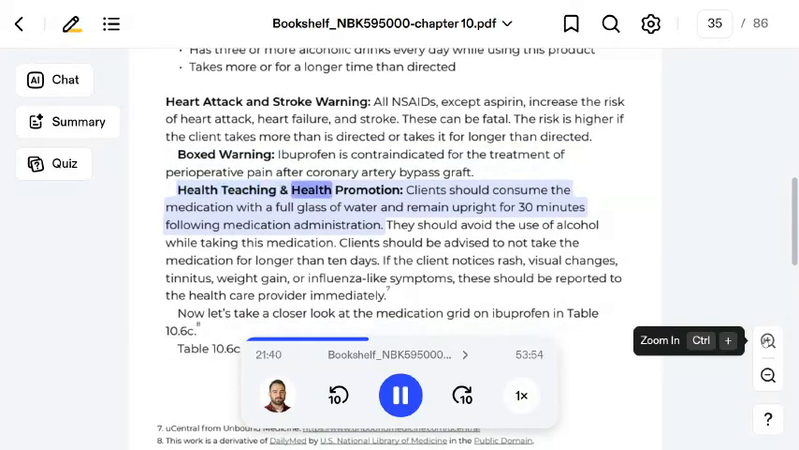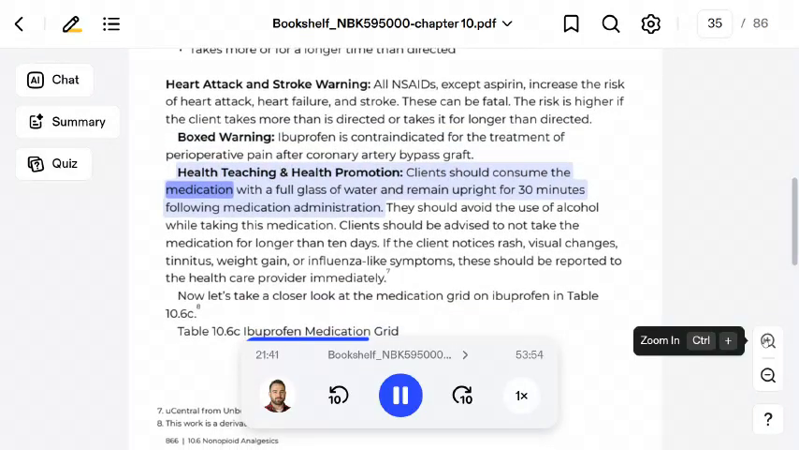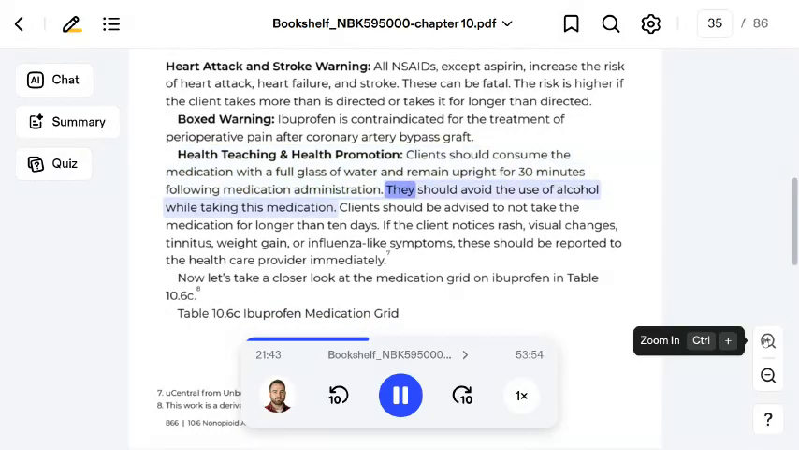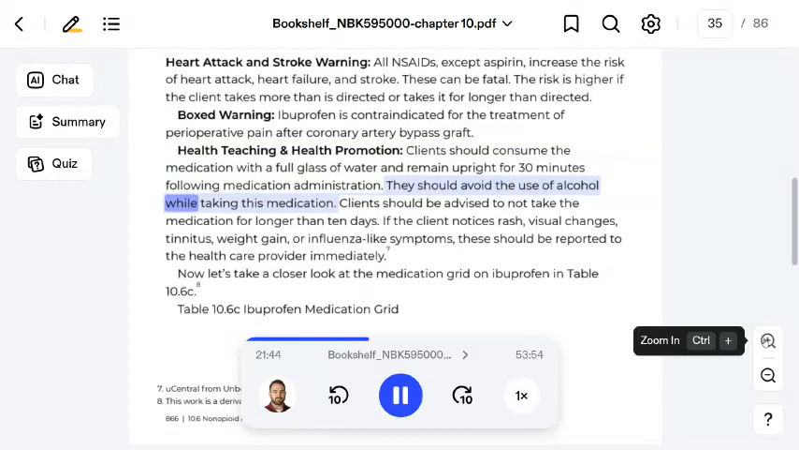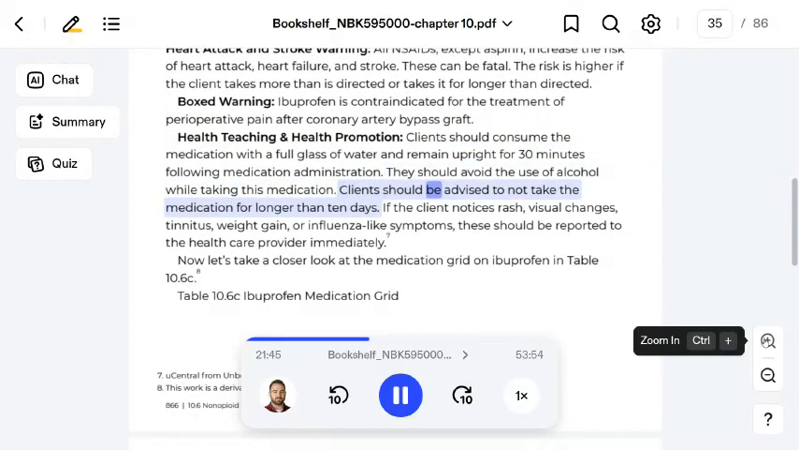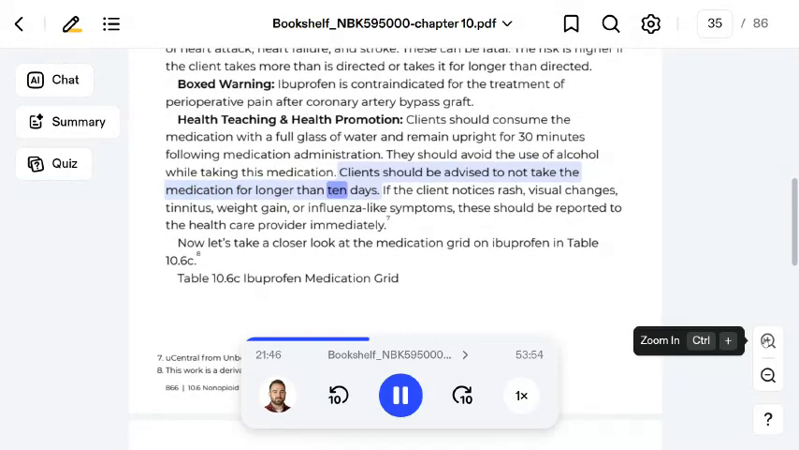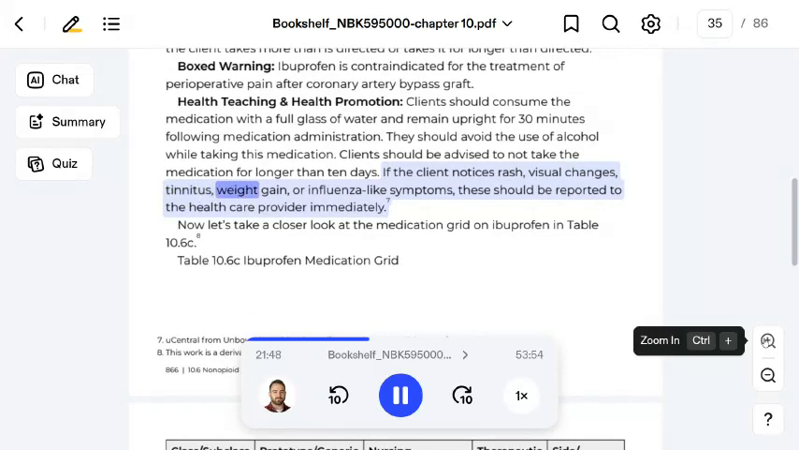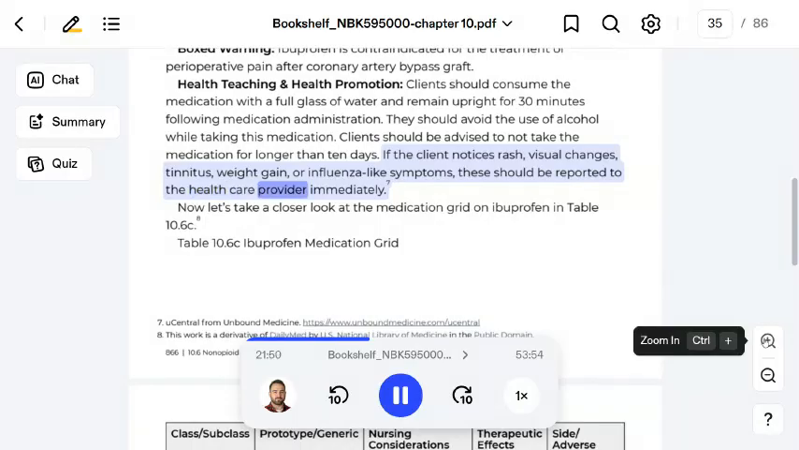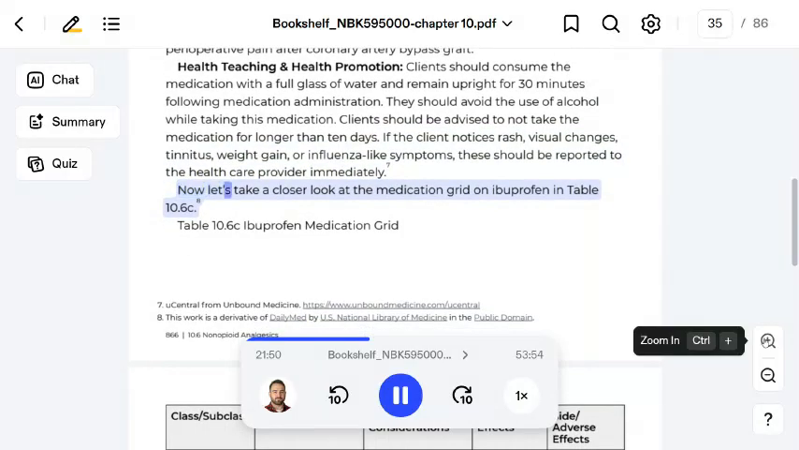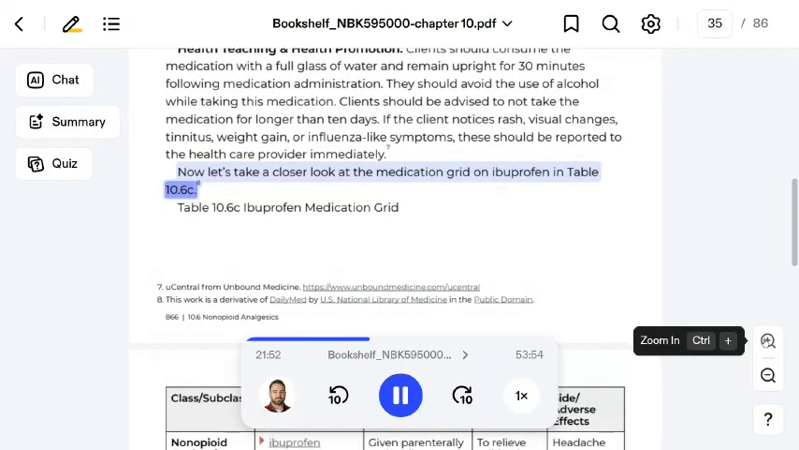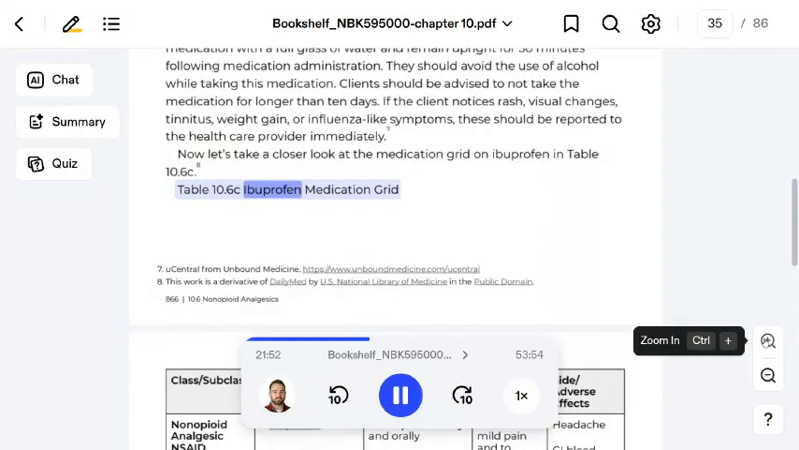Health teaching and health promotion: clients should consume the medication with a full glass of water and remain upright for 30 minutes following medication administration. They should avoid the use of alcohol while taking this medication. Clients should be advised to not take the medication for longer than 10 days. If the client notices rash, visual changes, tinnitus, weight gain, or influenza-like symptoms, these should be reported to the healthcare provider immediately. Now let's take a closer look at the medication grid on ibuprofen in Table 10.6c. Table 10.6c Ibuprofen Medication Grid.